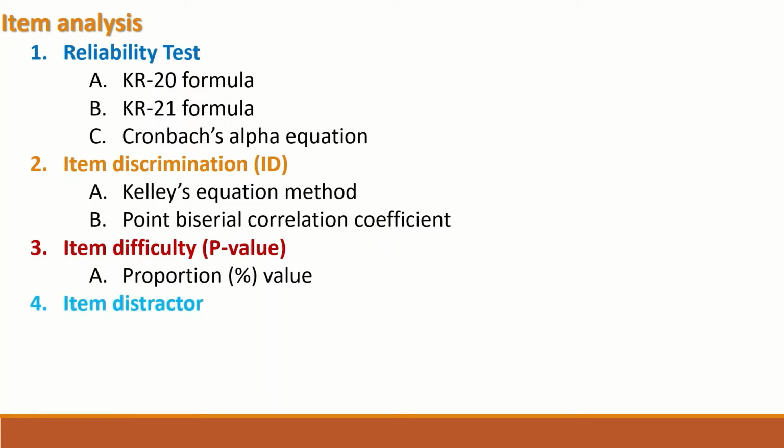The fourth component of the item analysis is the item distractor. A distractor is an incorrect answer option within a multiple choice question. The distractor's function is to distract the student from selecting the correct answer and attract them to select the wrong answer. The analysis will be described, and two methods will be explained on how to generate a value for item distractor. The first one is the percentage value. The second one is the item discrimination.